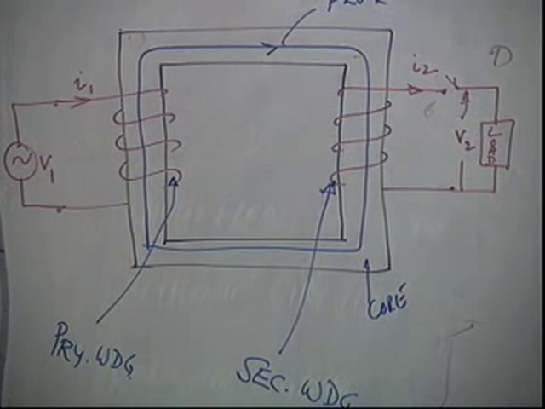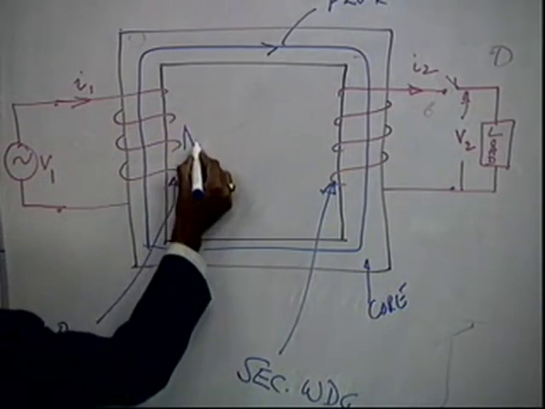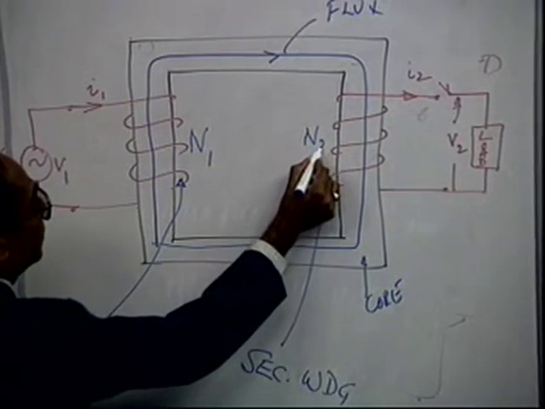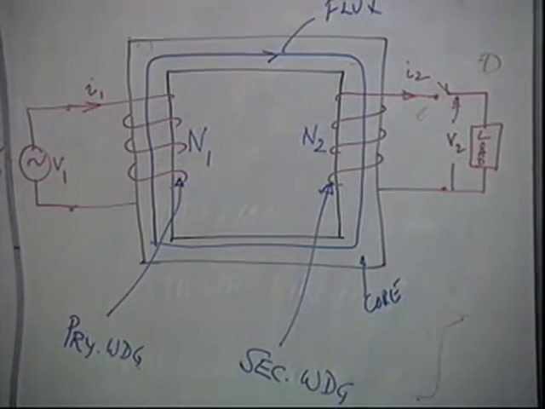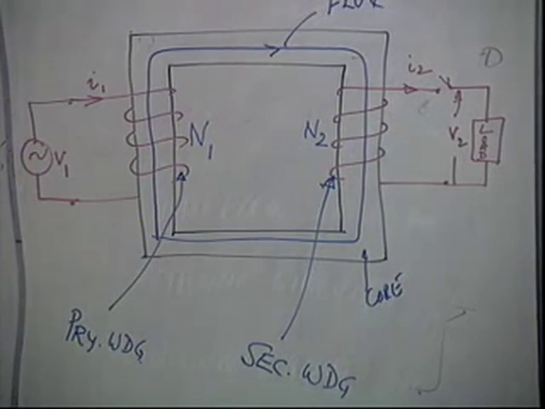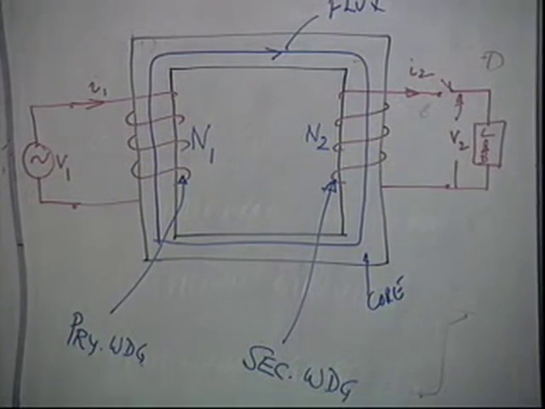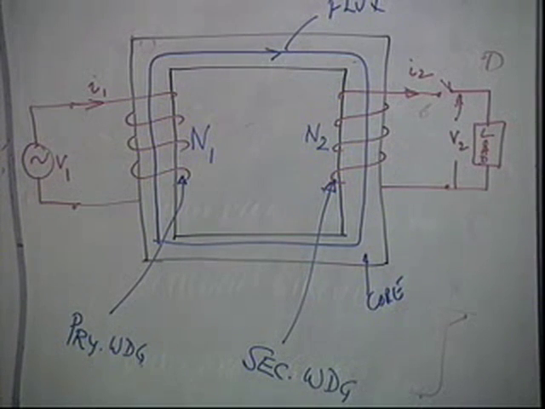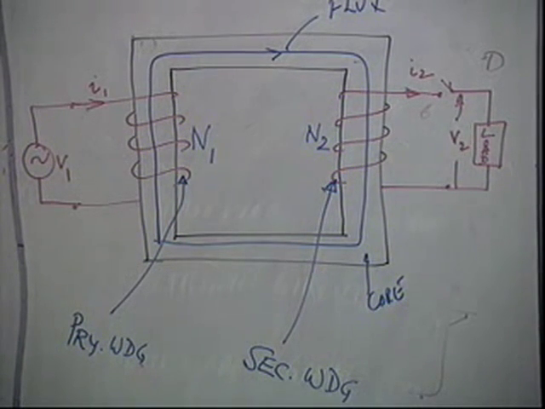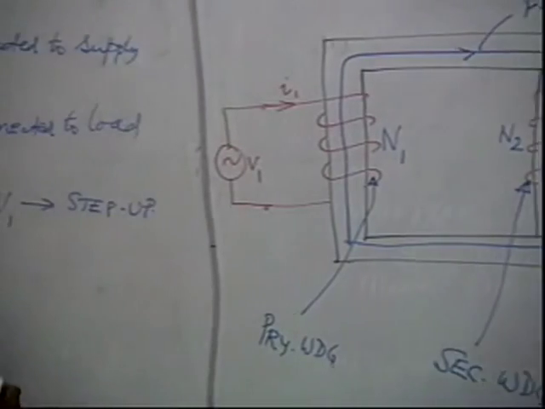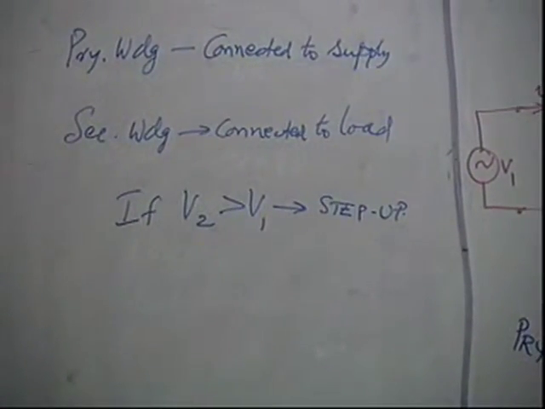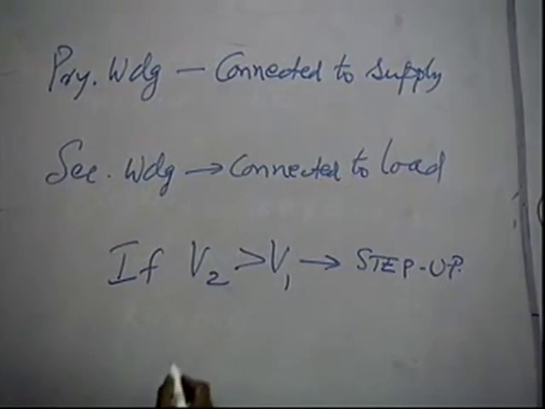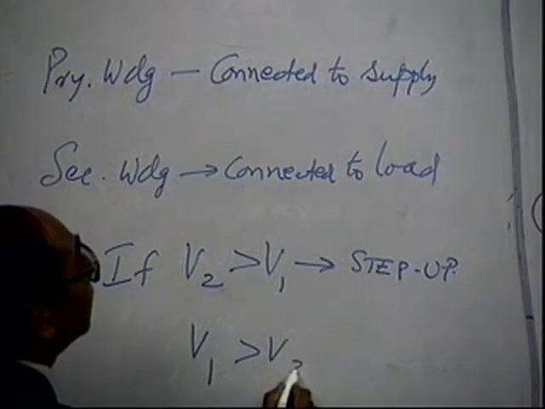Okay? And the primary winding may have N1 turns and the secondary winding may have N2 turns. And V2 and V1 are not necessarily the same. Now, if V2 is more than V1, we call this transformer a step-up transformer. So, if the secondary voltage is more than the primary voltage, it is called a step-up transformer, and the other way, if V1 is more than V2, it is a step-down transformer.